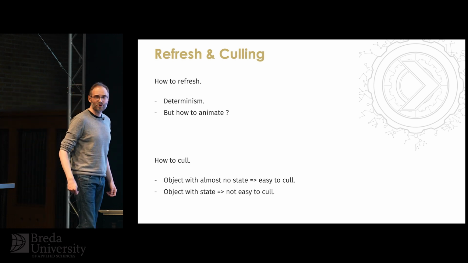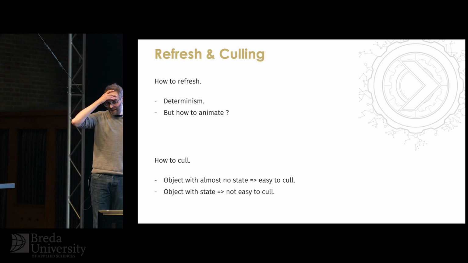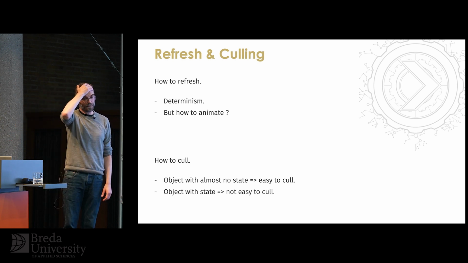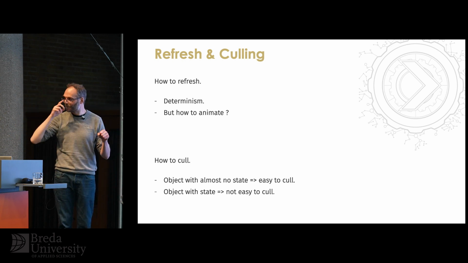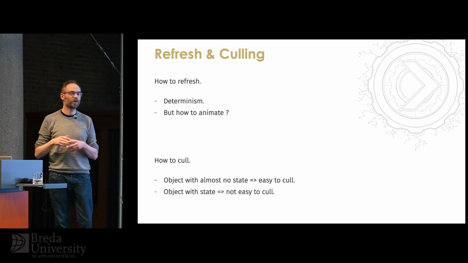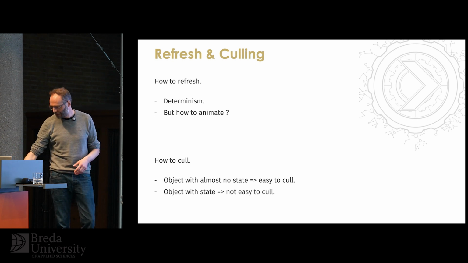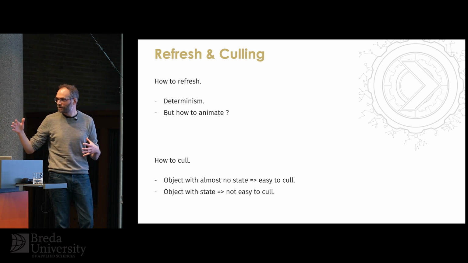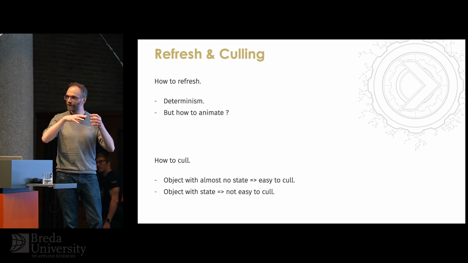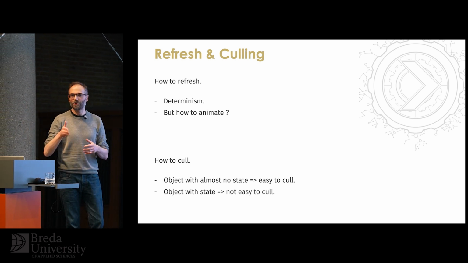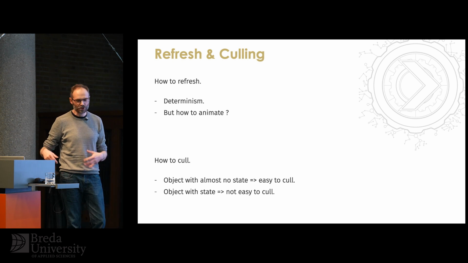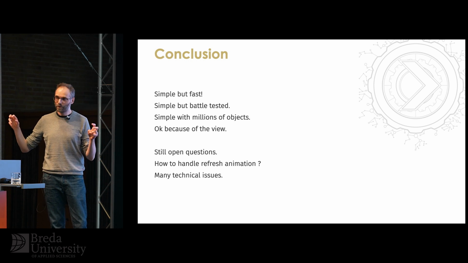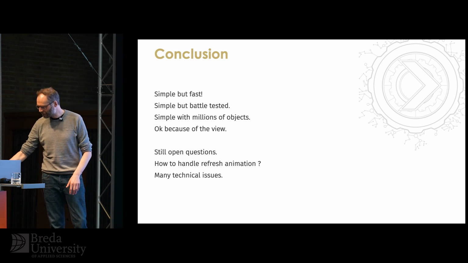Also, how to cull. It's not easy to cull things because of the warm-up time. If an object has almost no state, it's easy to cull, but if it's an object with state, it's not easy. For example, we have weather, with slow clouds that appear and then fade, and we can't cull it. It's not possible, so we choose to keep them. And because we are able to manage millions of objects, it's possible.